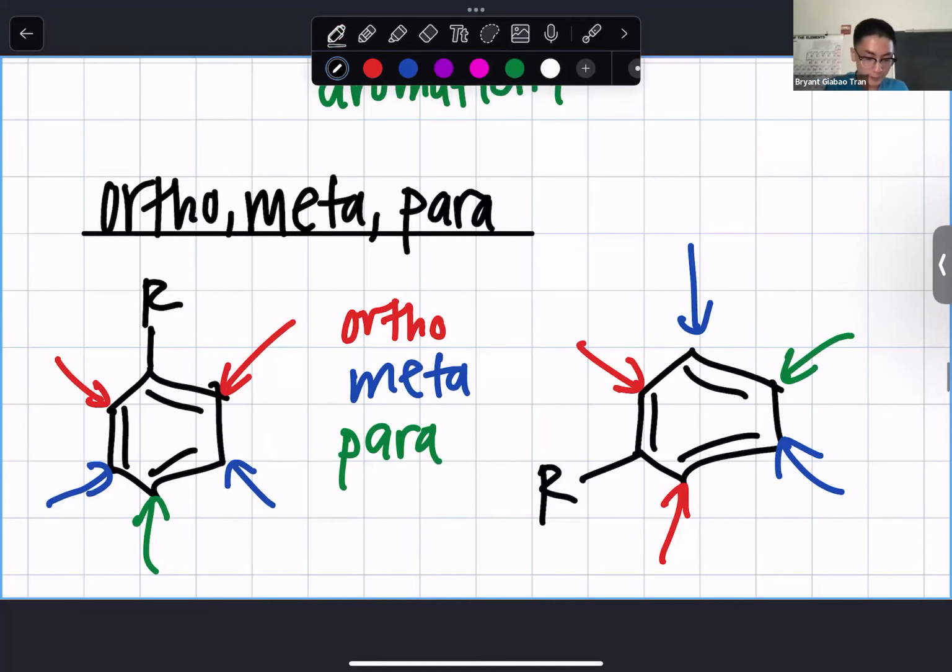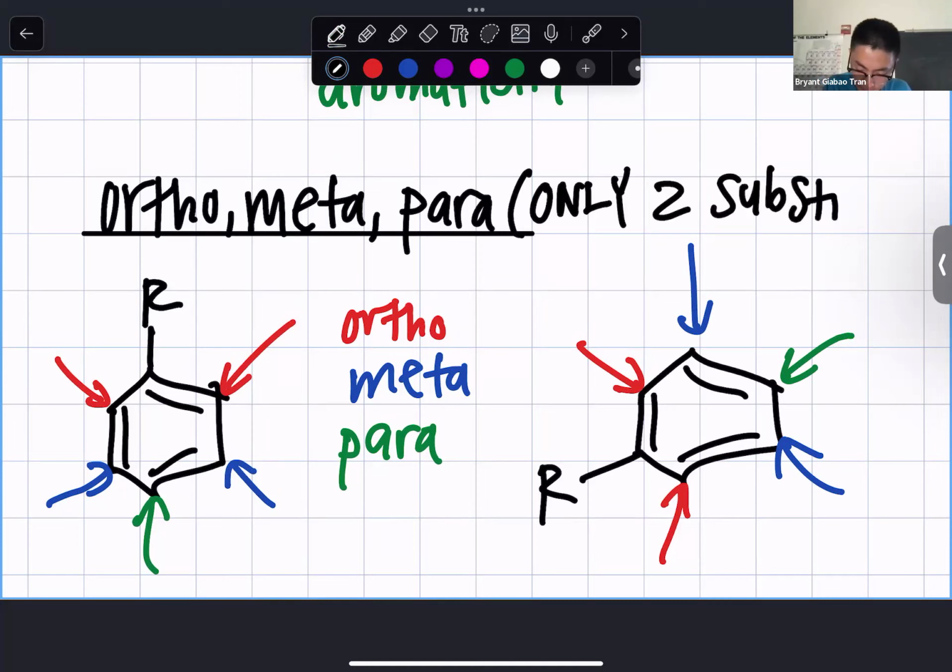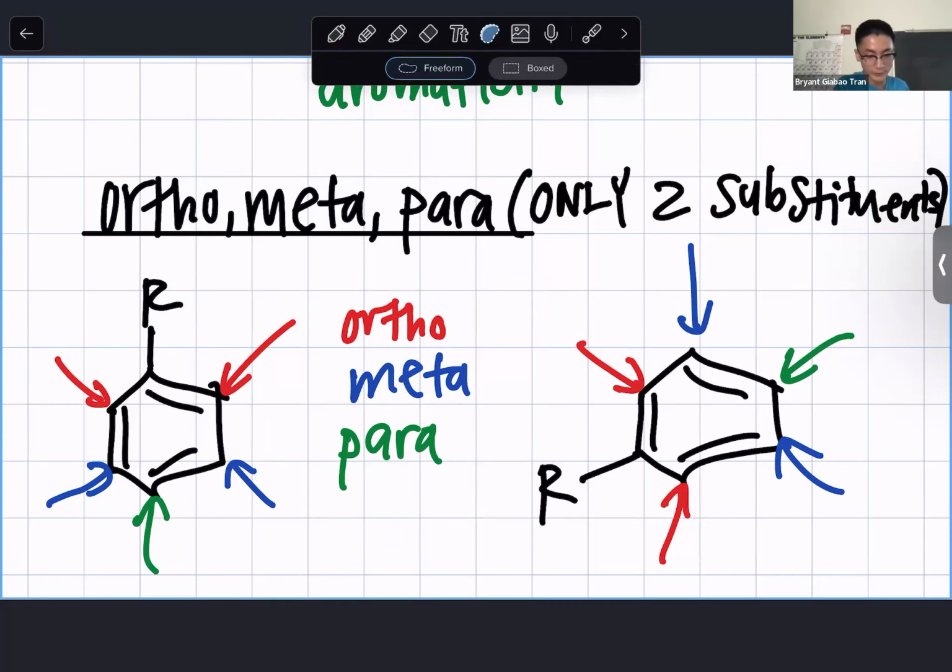And we only use ortho meta para when there are only 2 substituents on the benzene ring. If there's 3 or more or 1, then we can't use ortho meta para.